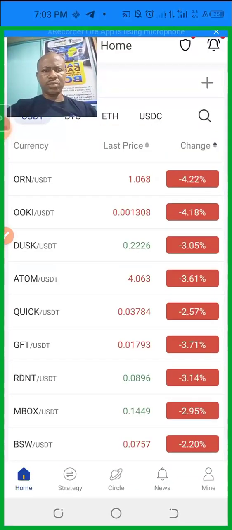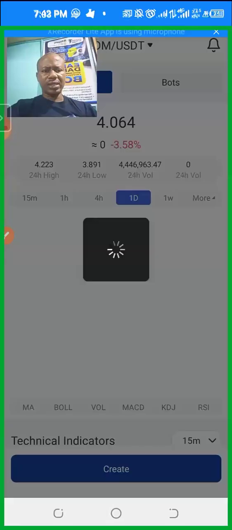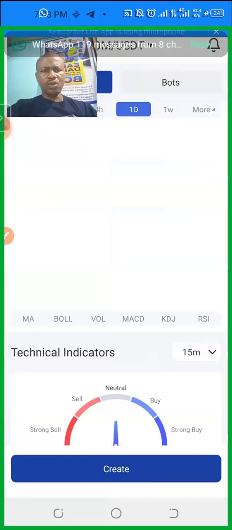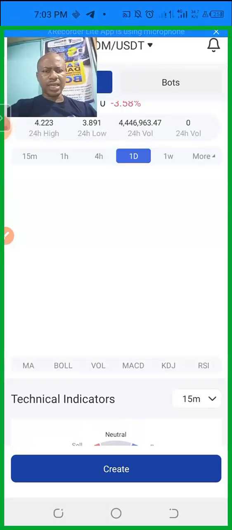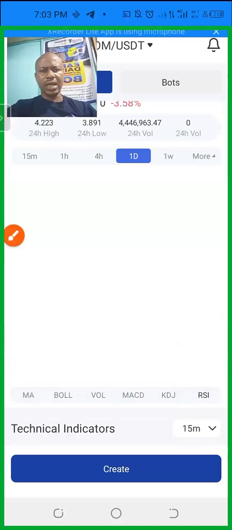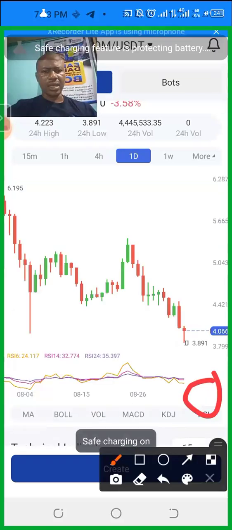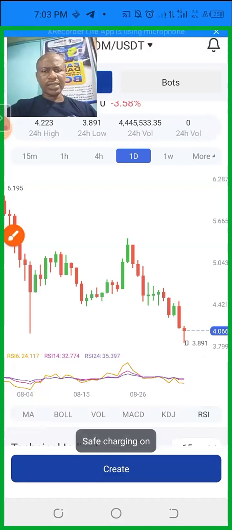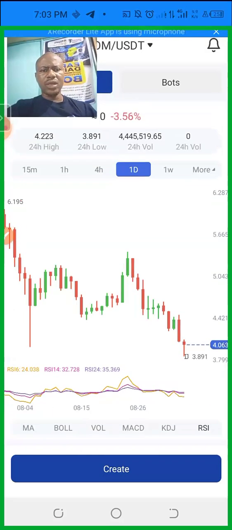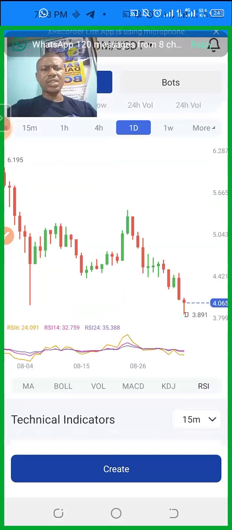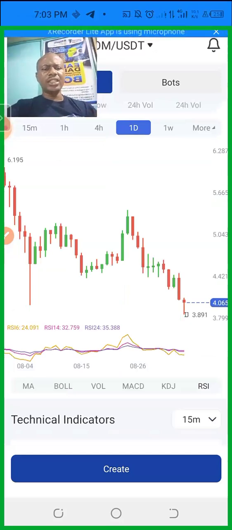Atom on the 1 day chart, you now go to the RSI. The RSI is down here. You can see that the RSI here is very low. Relative strength index. That's a good plus for me. The lower the RSI, it shows that the coin has really been oversold. So the coin must go up.